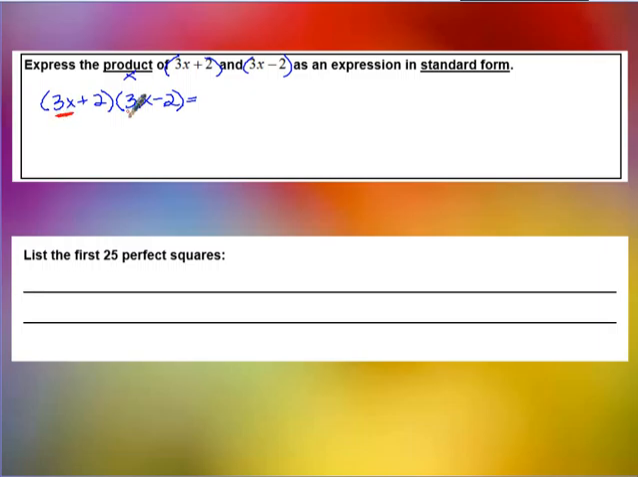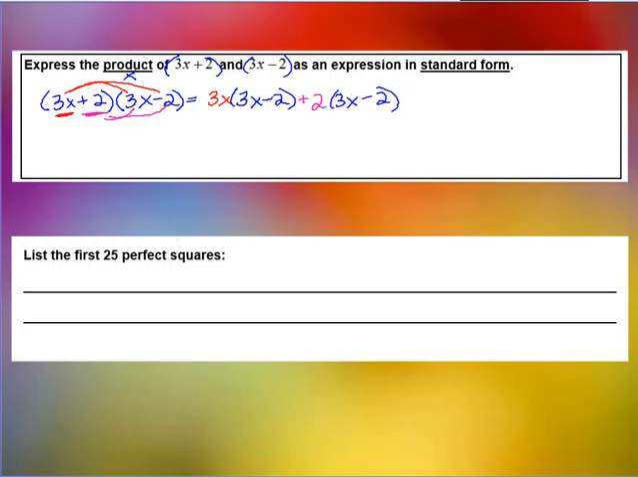So this 3x wants to distribute to 3x minus 2. I like to break apart this binomial and show it wants to distribute to the 3x minus 2. And then this positive 2 also wants to distribute, so plus 2 wants to distribute to 3x minus 2.